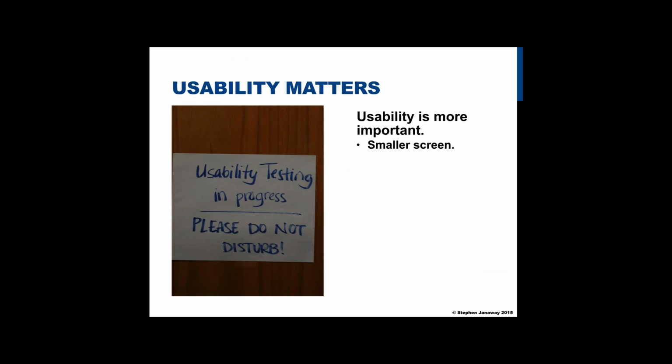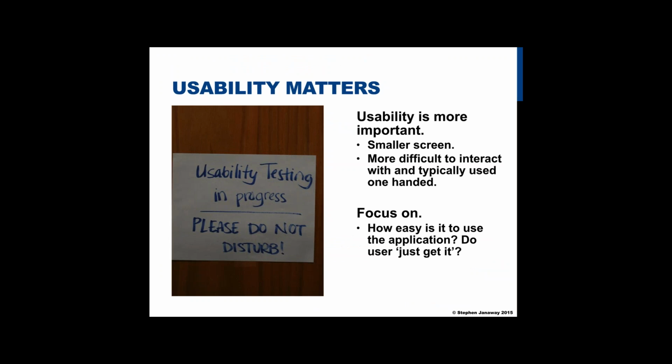And it's far more important because, for one thing, the screen on a mobile is far smaller, so how you interact with a mobile is different. Typically, you're interacting one-handed, and a user may be using a mobile in less than perfect light, for example, maybe outside in direct sunlight.